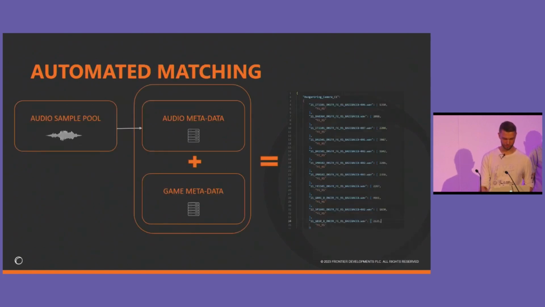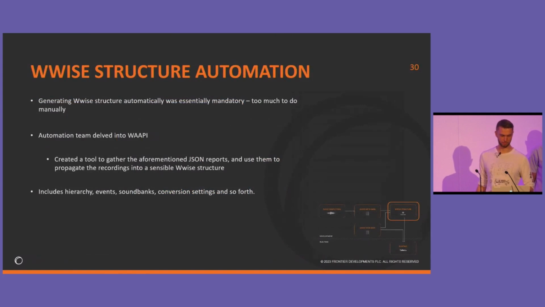So yeah, this is just a visual demonstrating that. We have audio metadata, which is taken from the recordings themselves. That's all the tagging data, WAV markers, etc. Game metadata, including camera, nodes, gearing, that sort of thing. And it's producing these lists of recordings for each of the cameras. So yeah, we now have lists of recordings for each of the cameras. These came in JSON form. This was all developed by a script by our automation team.